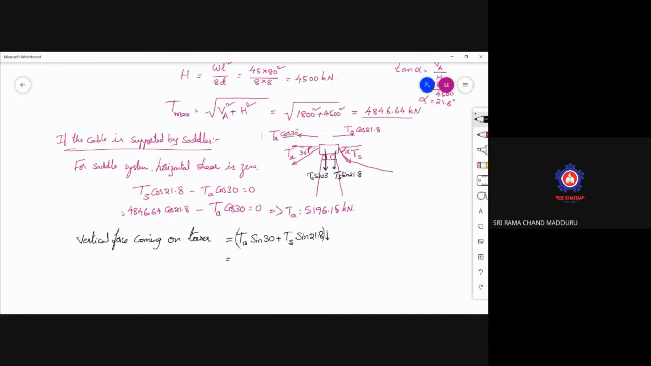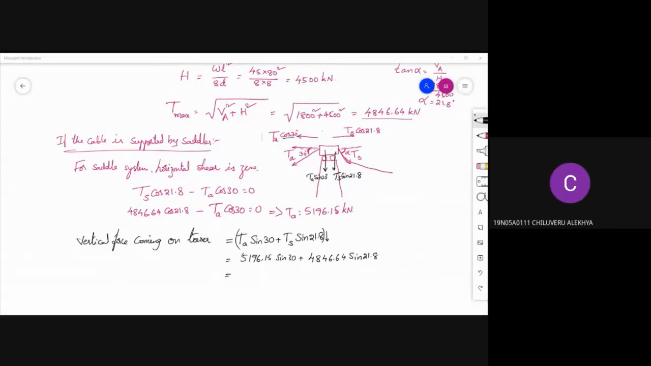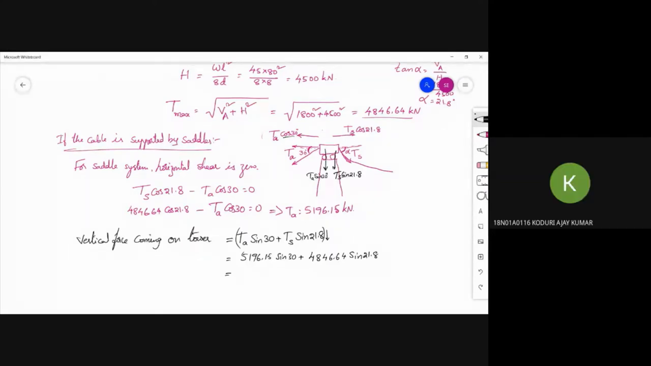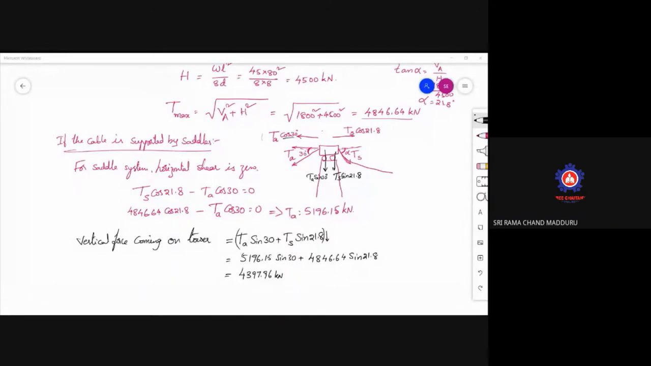So TA is 5196.15 into sin 30 plus TS 4846.64 sin 21.8. So you will get the vertical force coming on the tower. 6299.92, sir. Sairam has given a different value, 4397.96. 4397.96 kilonewtons. Remaining people, those who have done 4397.96, you just check it once.